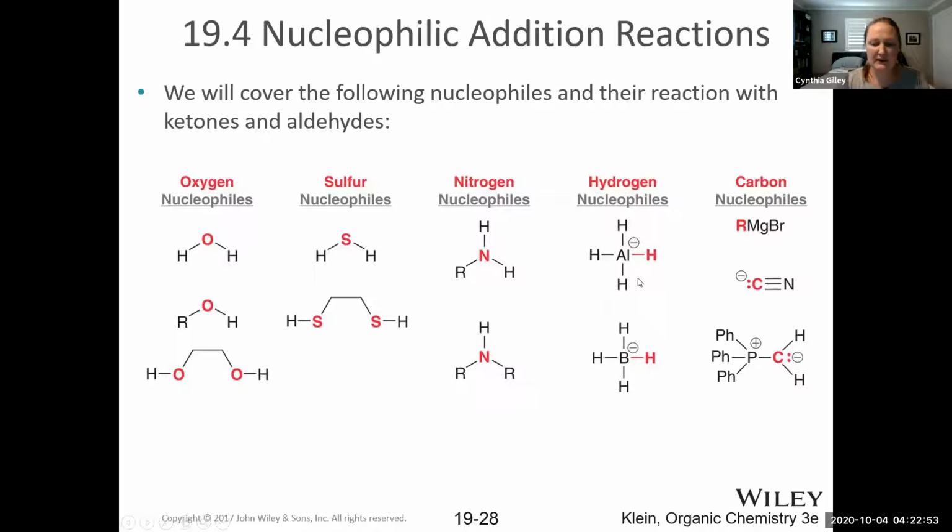Hydrogen-based nucleophiles, those you should be familiar with in our technically review reactions. So the addition of LAH or sodium borohydride to a ketone or aldehyde to do the reduction. And then carbon-based nucleophiles, this is a Grignard reagent that's also a review reaction. We can also use cyanide, and this new reaction, which involves this carbon-based nucleophile, which we call a Wittig reagent or an ylide.